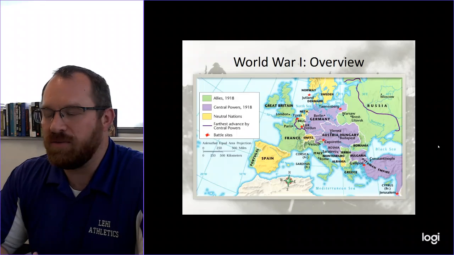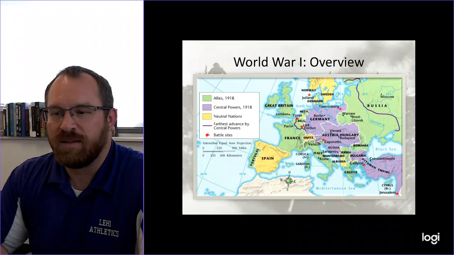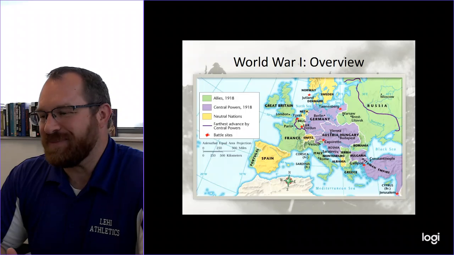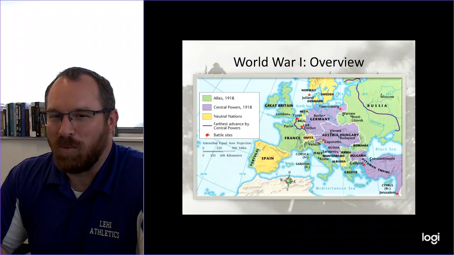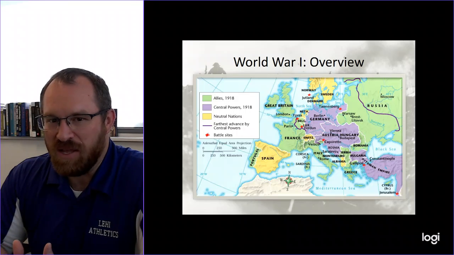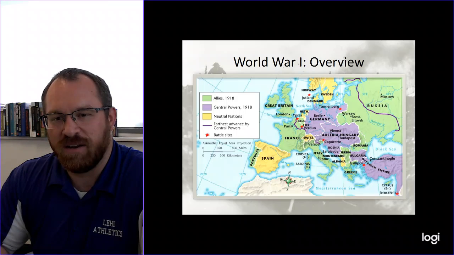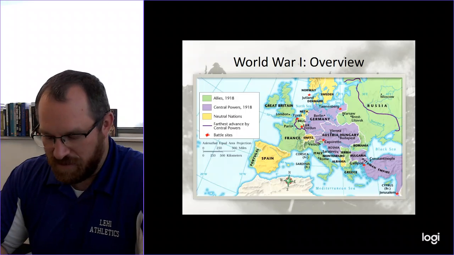Here's a map of Europe during World War I. We call this World War I, but it's really just like the big European war. World War II is where we really see the entire world getting into it, especially when you get Japan and China involved. Oh, sorry, I don't mean to confuse you right now.